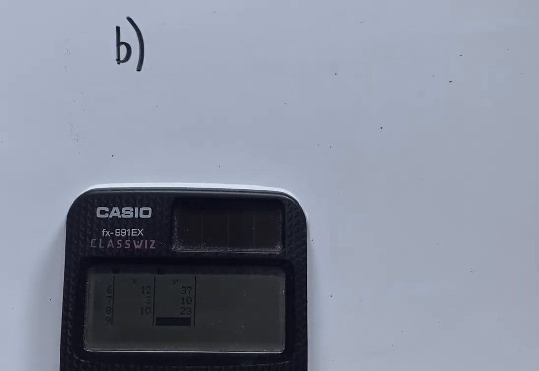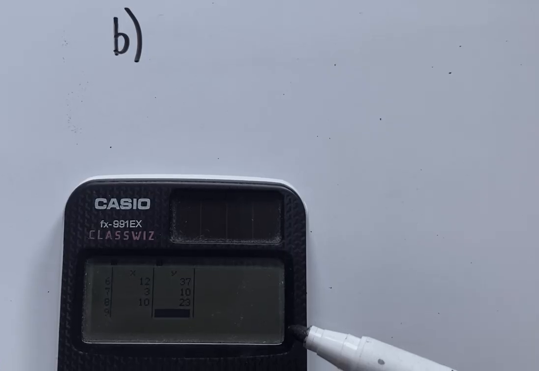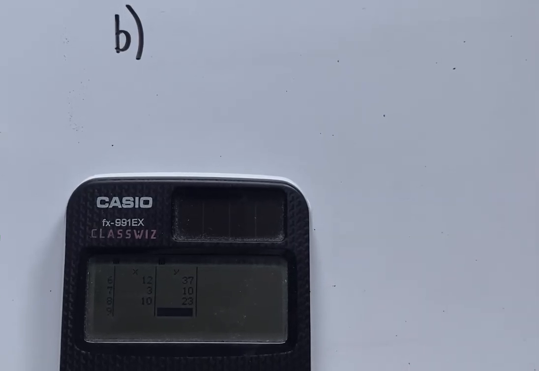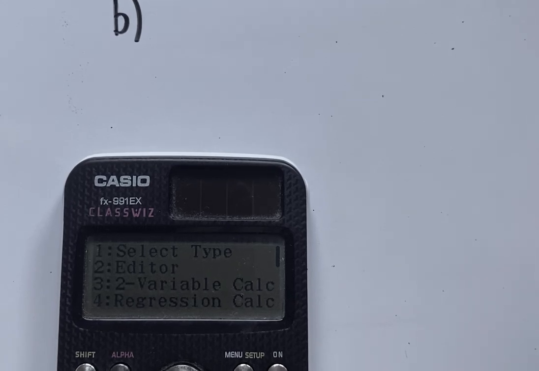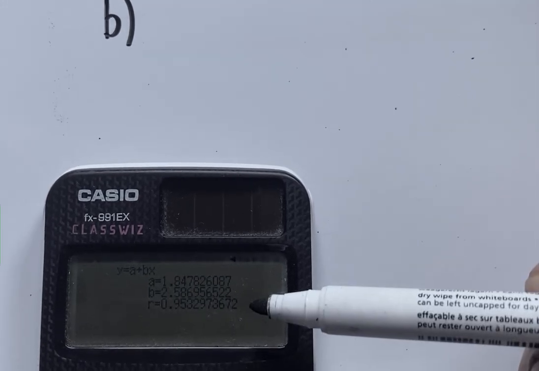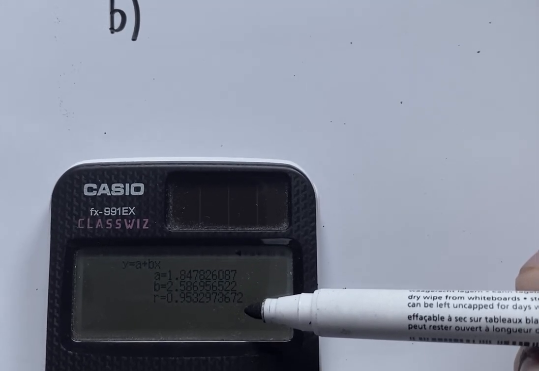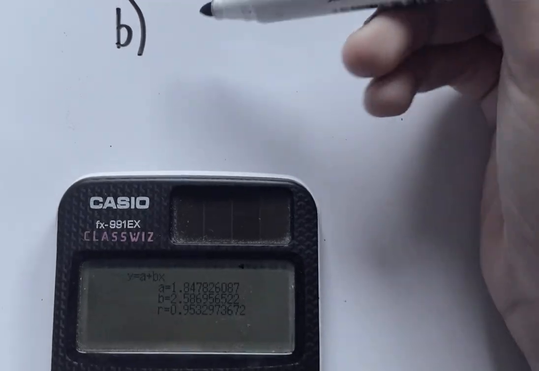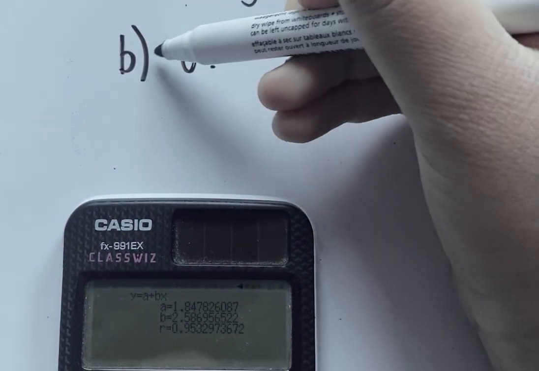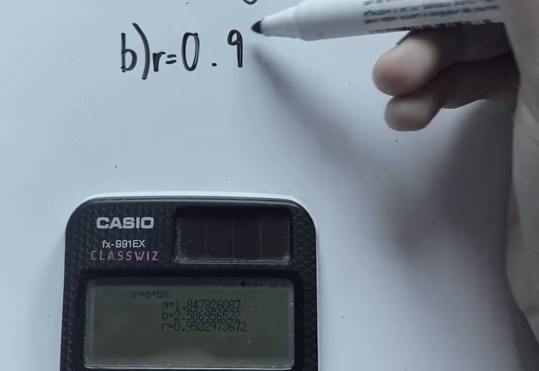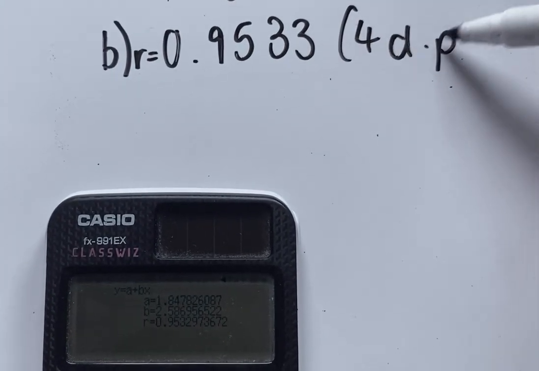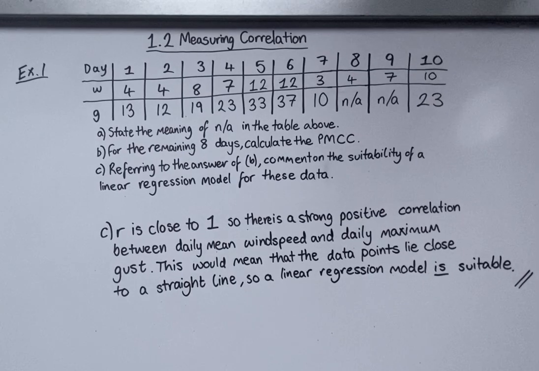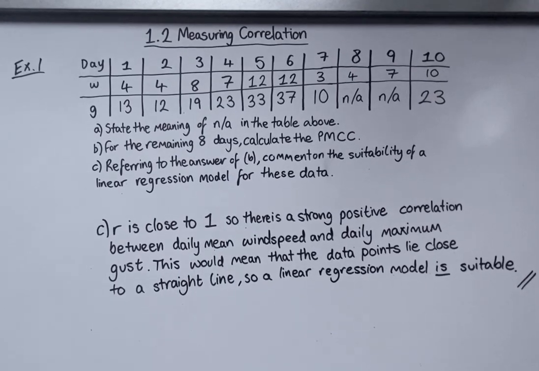For Part B, if we enter the data for the remaining 8 days on our calculator, on the statistics part for the y equals a plus bx line, then we can go to the regression calc, and we see that R has a value of 0.953297, or we can write R is equal to 0.953 to 3 dp.